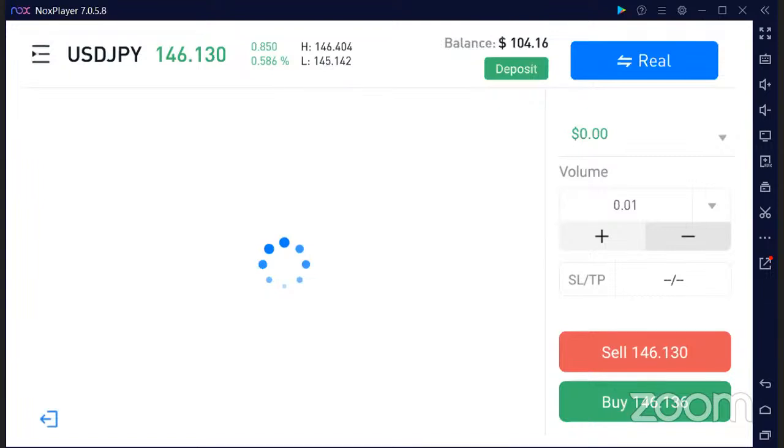So a spread, like I said, is the difference between ask price and bid price. In other words, it is the cost of trading. It also serves like a commission, a commission that your broker takes in order for them to place your trade.